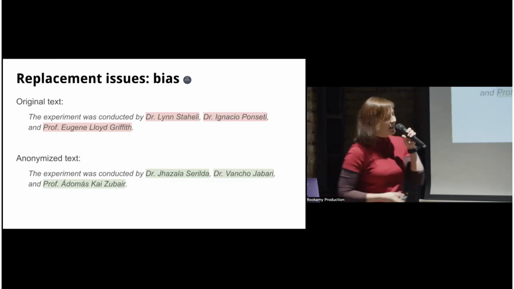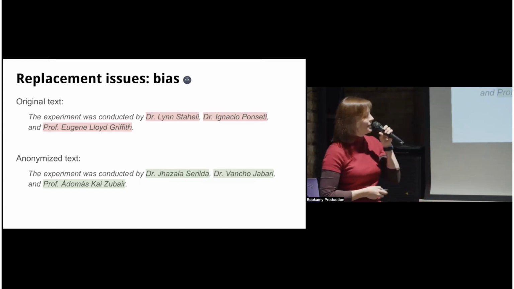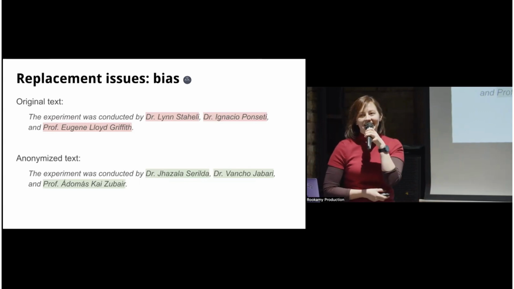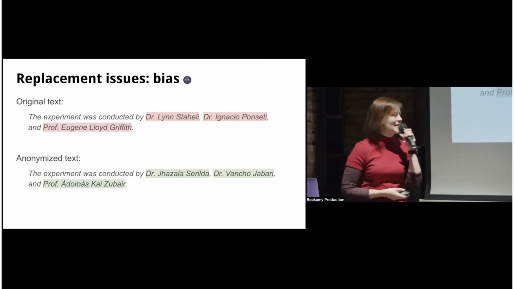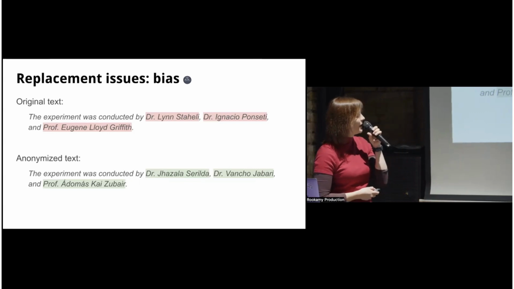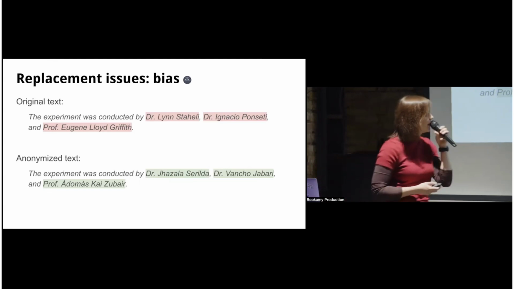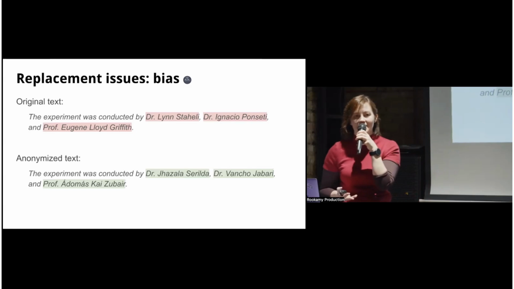But you can have a different problem. If you just use randomization, your names may be too exotic, right? Which would also skew the reality. You don't want to have everyone in your data set called Jazala, Cyrilda, and so on and so forth, because that would not be realistic either.